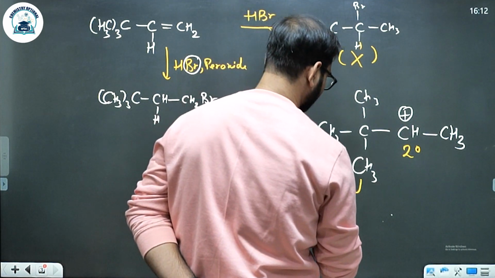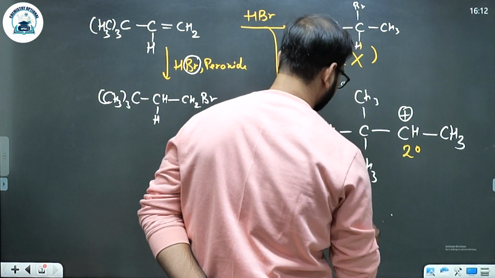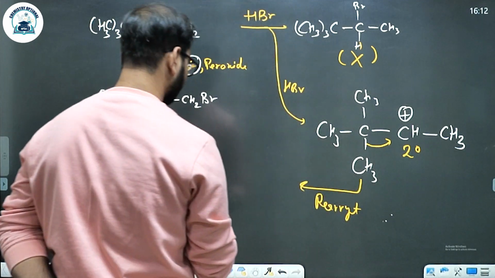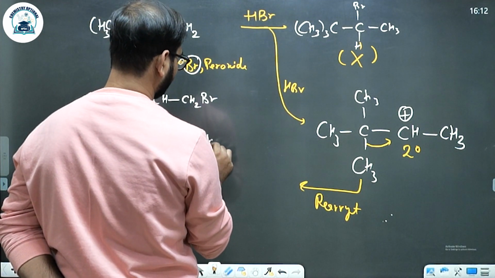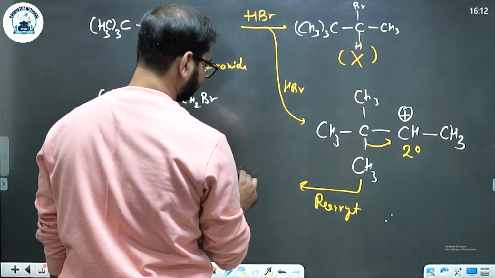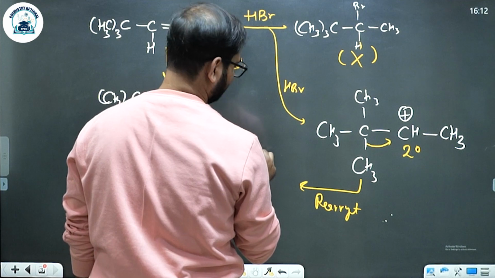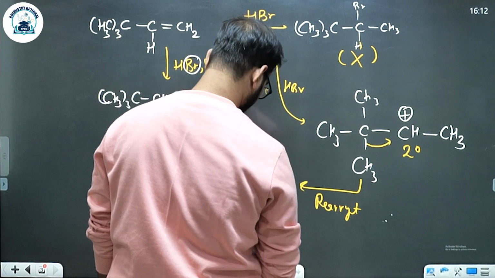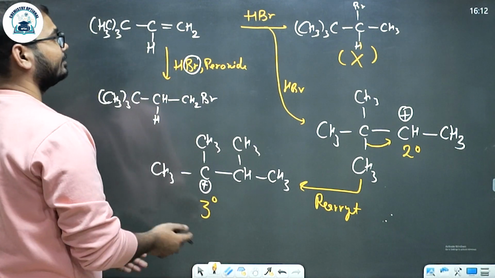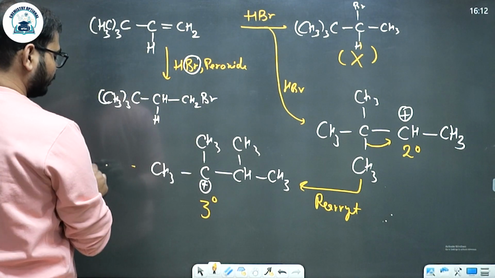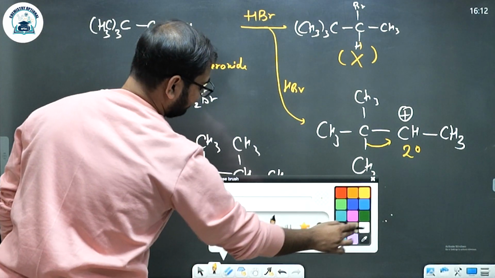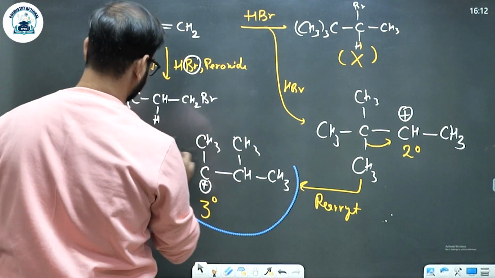So a rearrangement will take place, and this rearrangement will shift this alkyl group to the secondary carbon, generating a C, CH3, CH3 carbocation right here. This will be CH, CH3 and CH3. Now if you look at it, this carbocation is a tertiary carbocation, which is much more stabilized than the previous case. So now the Br minus will preferentially attack this carbocation, and our final product will look like this.